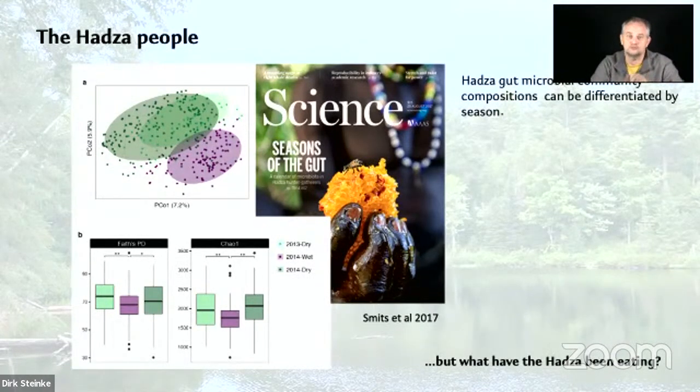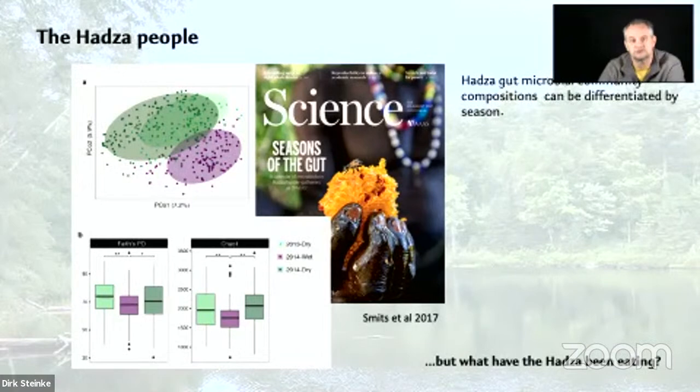And the microbiome shifts quite dramatically between these two seasons. The one thing we didn't know initially was, what have the Hadza actually been eating? Because you can only do that by surveying them. And if you're a hunter-gatherer with a huge food supply, you usually don't keep track of what you've been eating a couple of days ago. And it takes a while until the food passes through your gut.